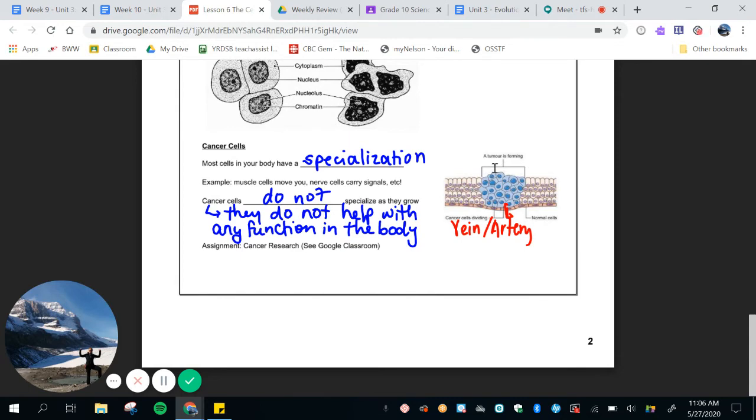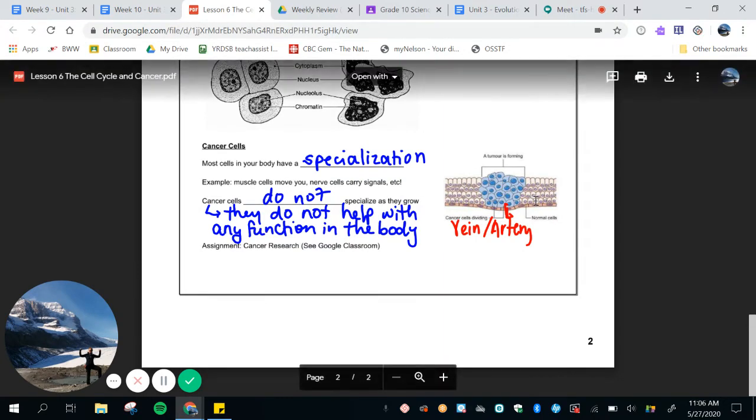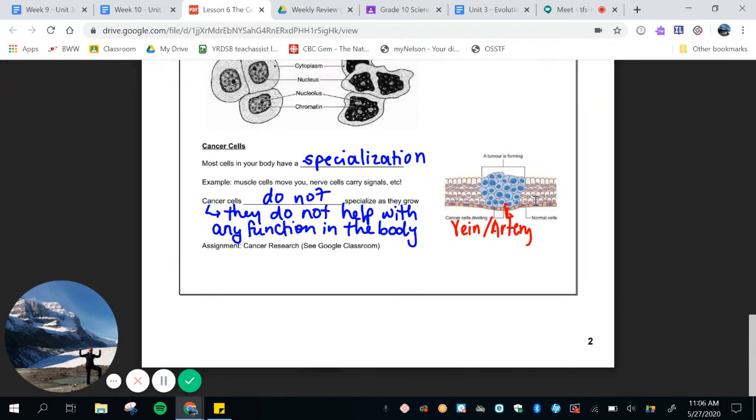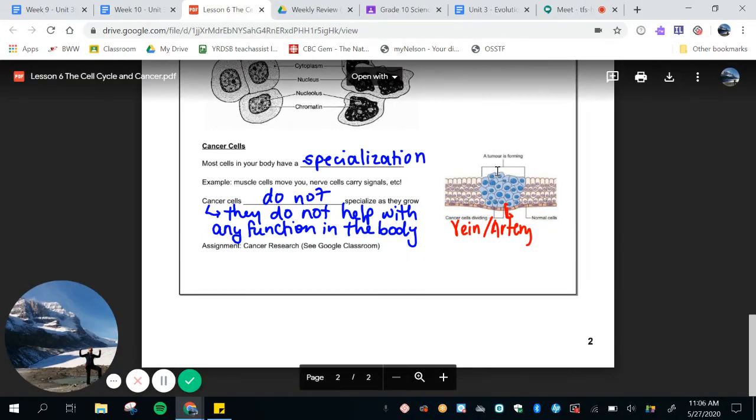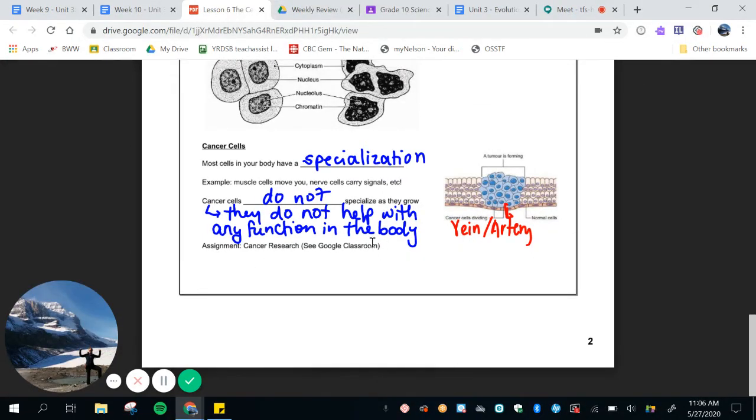When a cancer cell starts dividing and forms a tumor, it does not match the surroundings, okay? In other words, if it doesn't match the shape and it doesn't match the functionality, they really are not helpful to the body. In fact, what they end up doing is taking lots of nutrients that the other cells might otherwise need. So this is how some cancers, the tumor can really damage or affect the surrounding tissues. You're going to read a bit more about that in the cancer assignment.